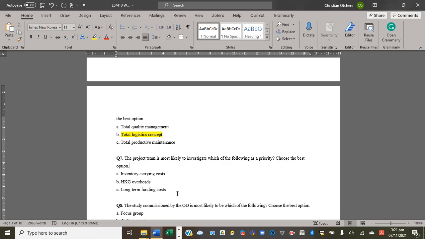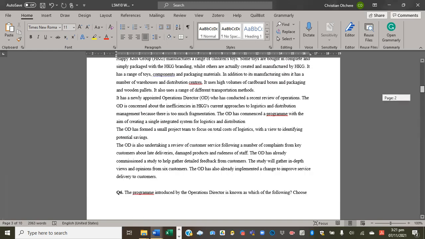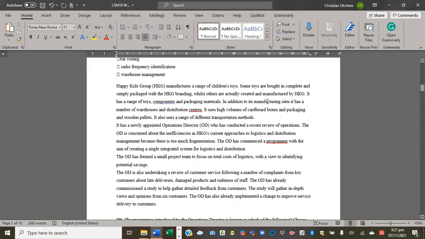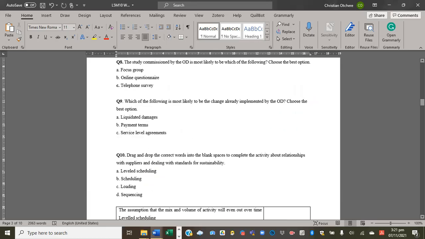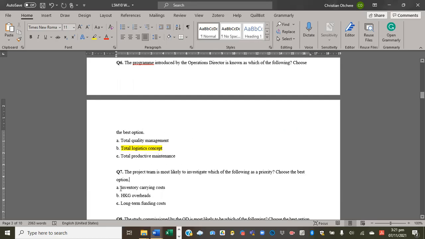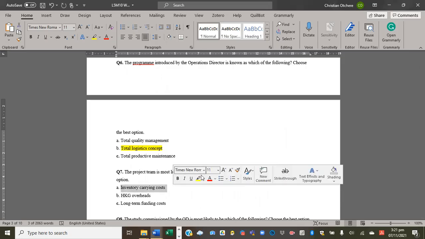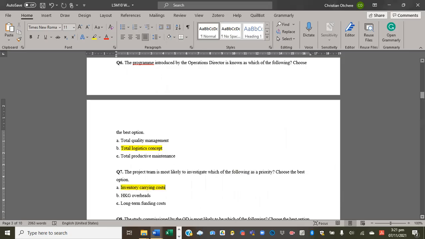A, inventory carrying costs. Okay, because here we were given a fair idea of what they hold or they keep. It has a range of toys, components, and packaging materials. It uses high volumes of cardboard boxes and packaging and wooden pallets. And there are a lot of inefficiencies. Okay, so I think A will be it.